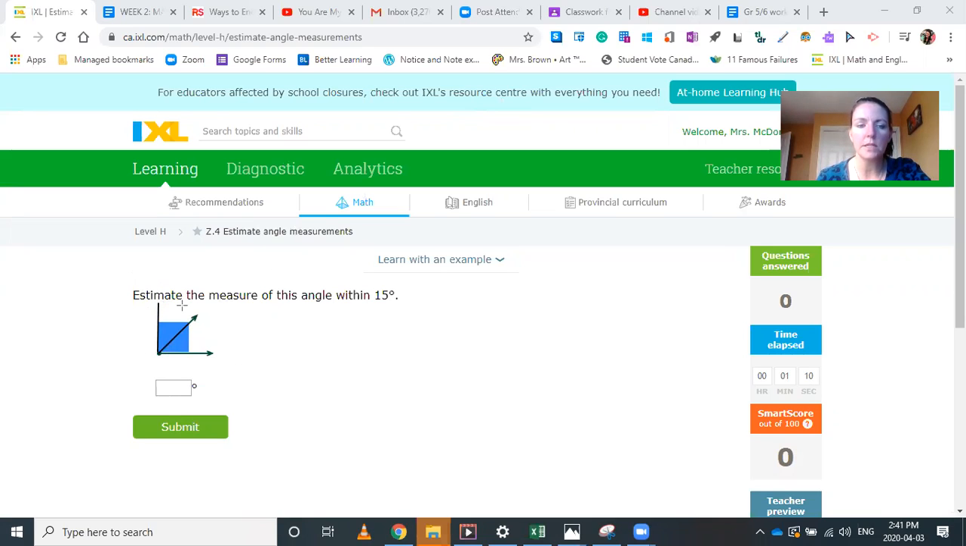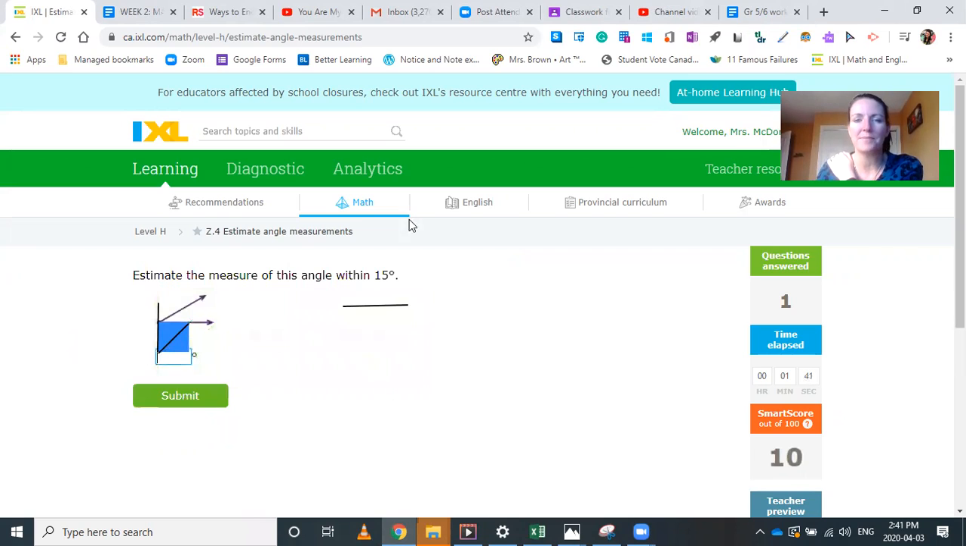And if you look at the question, it is saying estimate, which means make a good guess, the measure of this angle within 15 degrees, okay? So it's giving you a little bit of leeway either way. So if I'm going to guesstimate, this line with the green arrow is going to be about half of 90 degrees, half of the way up to my 90-degree angle, which works out to be 45 degrees. Let's see what it says. Yeah, great.